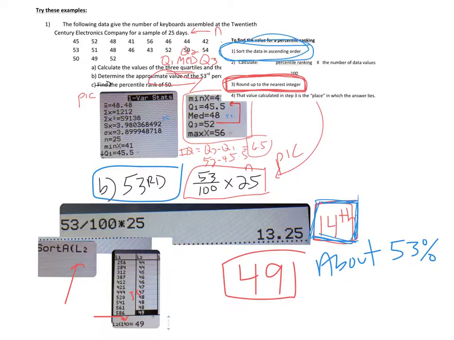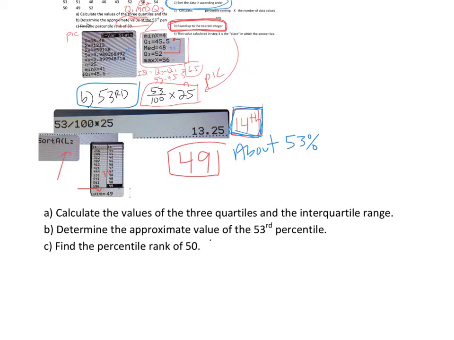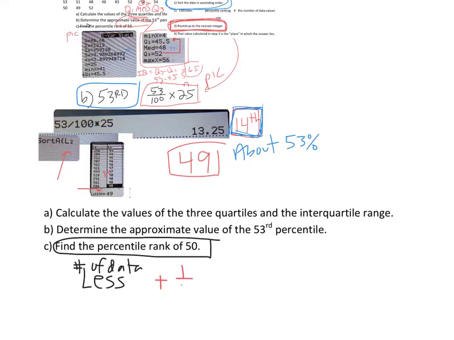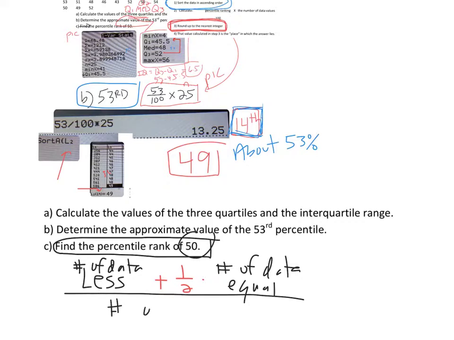Finally, letter C. Now we want to find a particular percentile rank. We want to find the percentile rank of 50. So in order to find the percentile rank, we're going to use the formula. We're going to take the number of data less than the given value. We're going to add 1/2 times the number of data equal to the given value. So the number of, in this case, 50s in our data set. And then we're going to divide that by the total number of data.